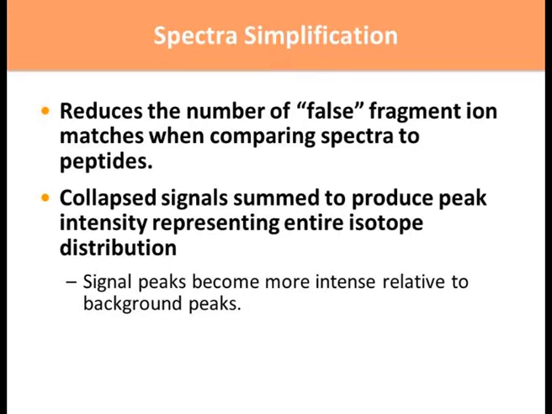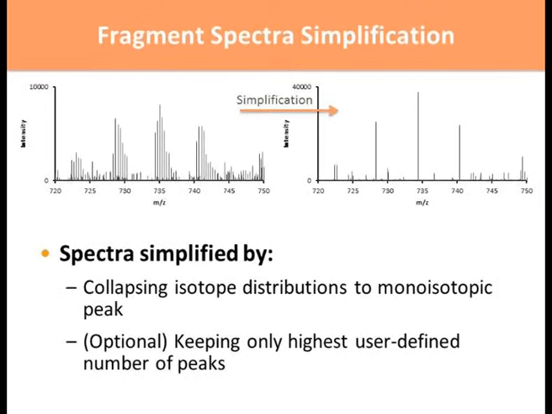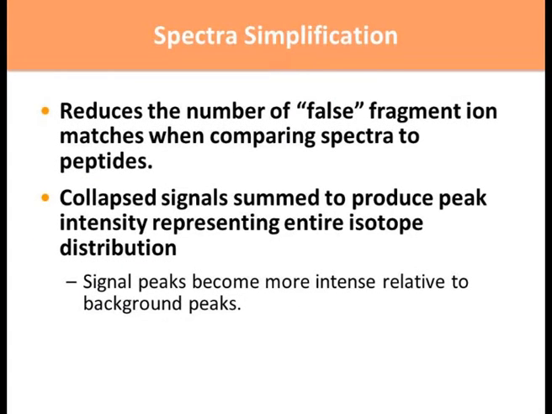This spectra simplification, though, can only be done at high resolution. Low resolution spectra do not actually resolve these isotope distributions, and so it's not possible to do this sort of spectral refinement. And this is an example of why it is best to use high resolution mass spectrometry when analyzing crosslinks. It helps simplify that whole process.